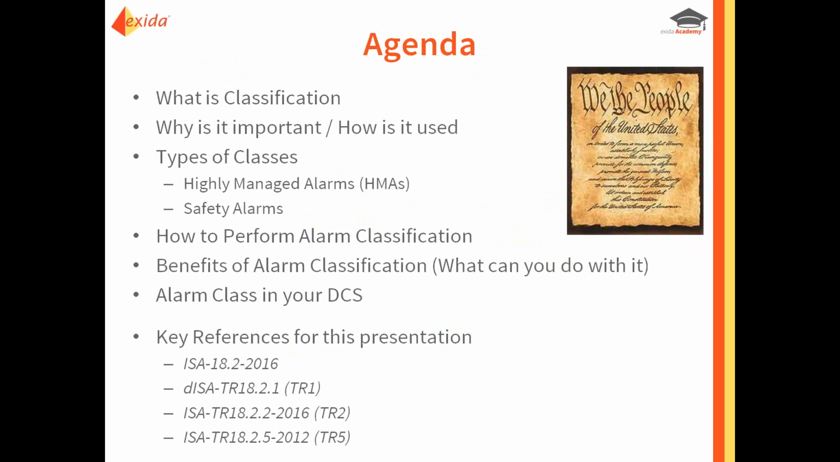Some are more important than others. Some should get special treatment. Some should be treated more favorably than others. So we will see why one might do that, and what is this process called classification. What are types of classes? We'll address some specific ones, examples, highly managed alarms and safety alarms.